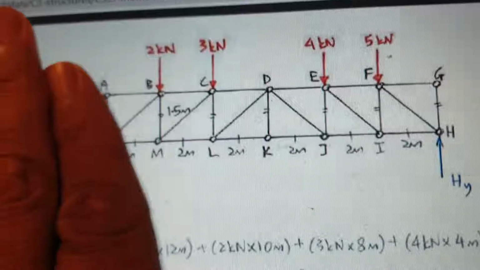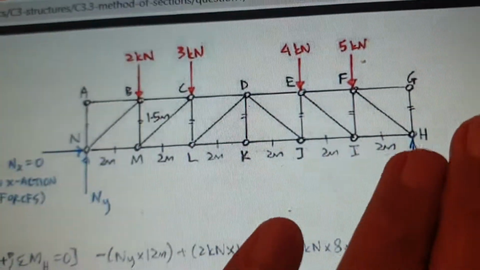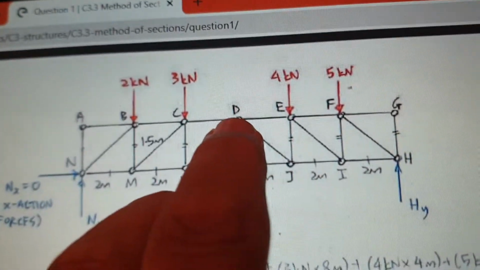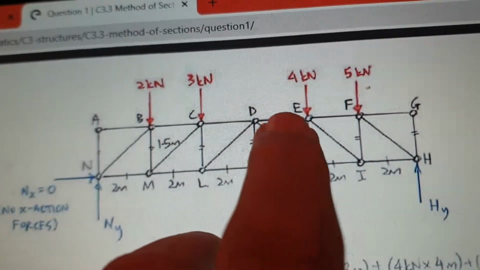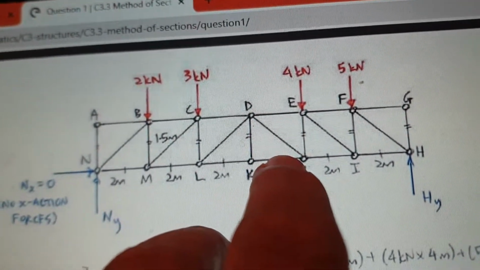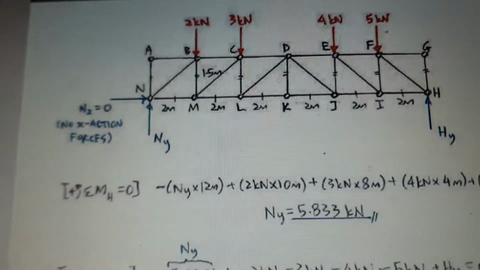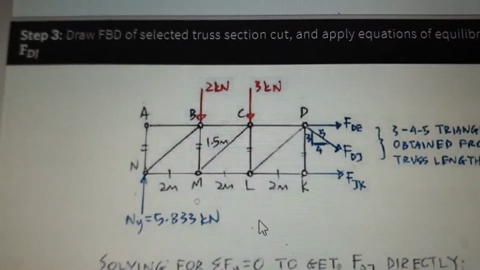If I were him, I'd take this side, but if you take the right or the left, it will give you the same answer. So there is force DE, there is a force DG, and that's what he wants, and there's a force KG. So there's only 3 forces, and 3, 2, and NY are all other forces. So this is the section.